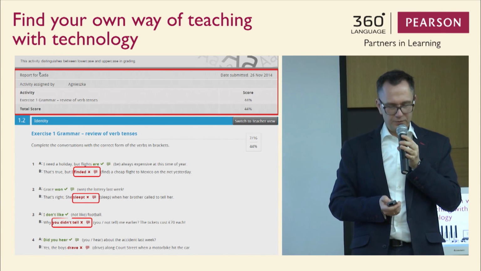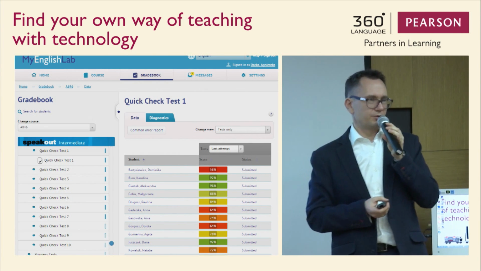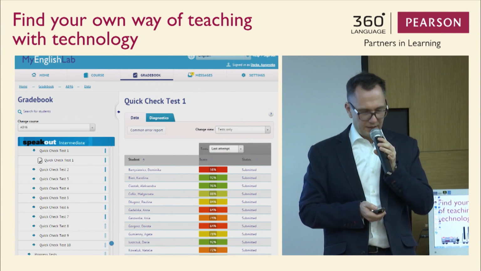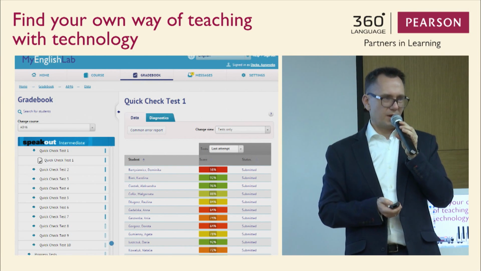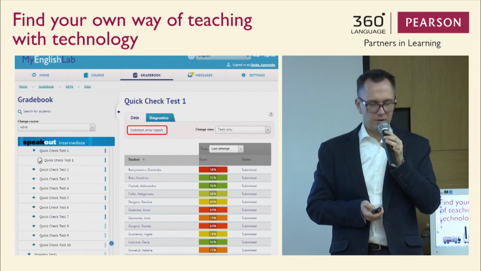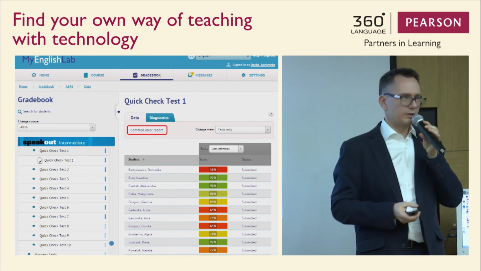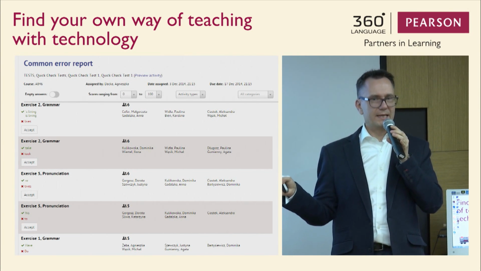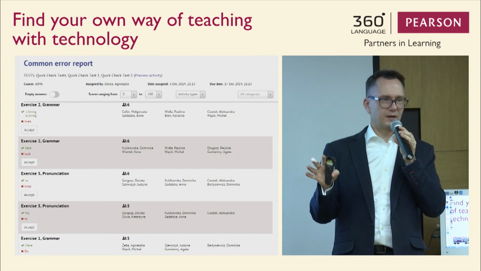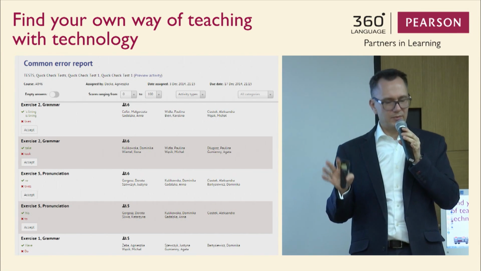In addition to the information that you have about the mistakes of individual students, there is something else that you can do. You can, at one click of the mouse, generate what we call a common error report, which is a report that looks like this. It's small print again, but I will explain for those of you who are not sitting very close, and I'm not sure about those who are watching it on the internet, but let me explain.